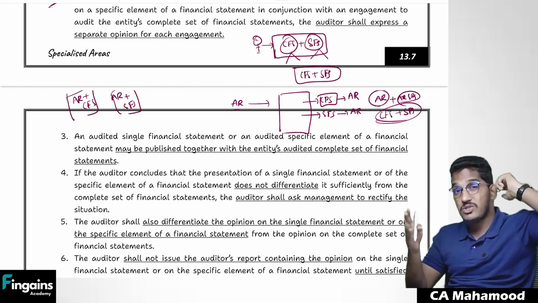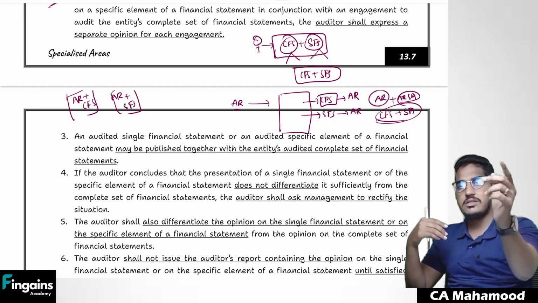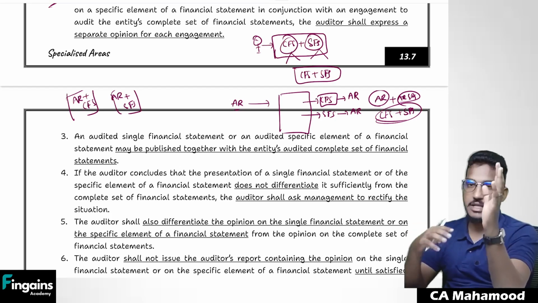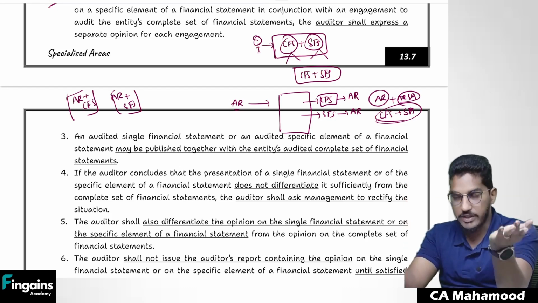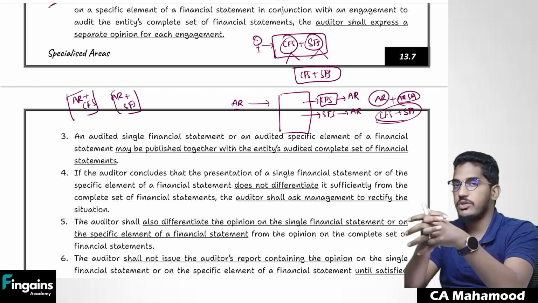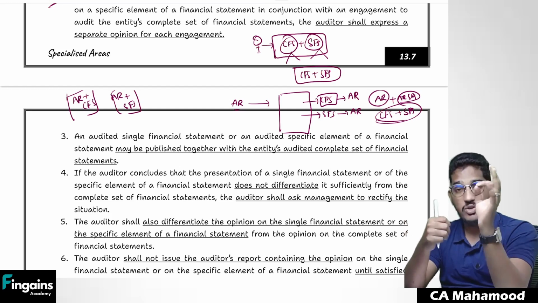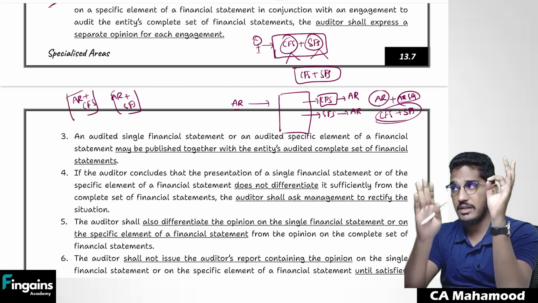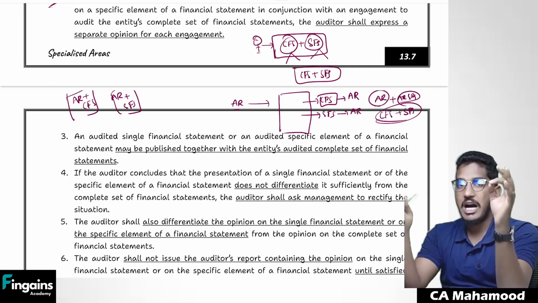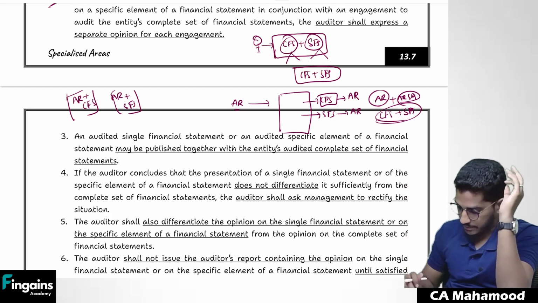Sir, what if the management is not differentiating? I told them, as an auditor, I inform the management, sir, if you are publishing both complete financial statements and single financial statements in a single document, try to differentiate it. Show the differentiation between the two. But the management is not obeying my instructions. What I will do, I will not give my opinion. I will not give my report to the management until and unless you differentiate it, I will not give you my opinion. So you have to clearly mention.